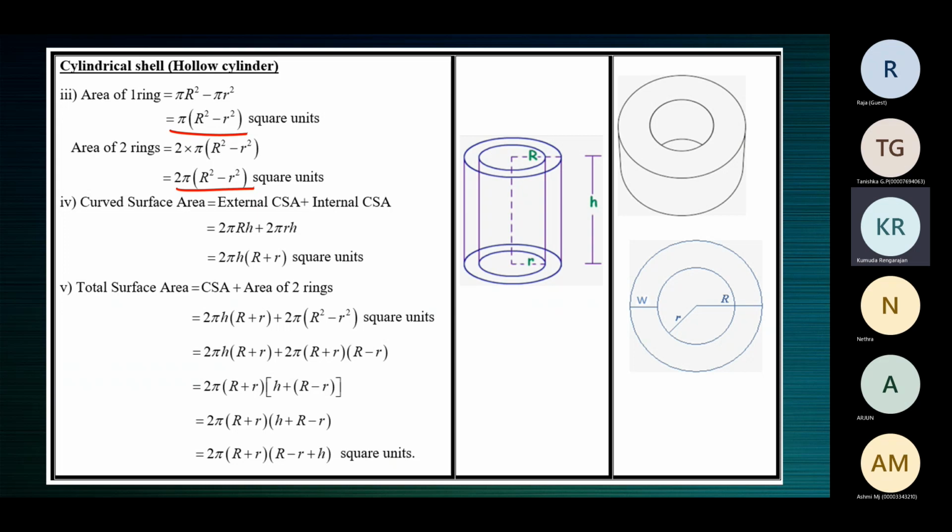Now talking about the curved surface area. This hollow cylinder will have two curved surface areas. One is on the outside, it has a curved surface area. Then in the inside, this is also a curved surface area. The inside cylinder also has a curved surface area on the inside. You can touch it and feel it.